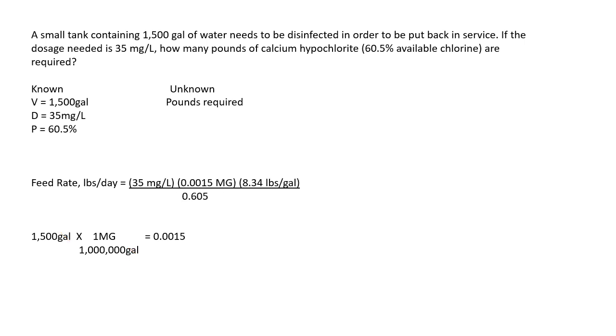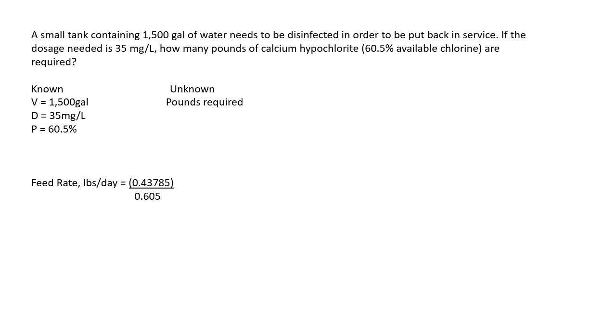So you have a dose of 35 milligrams per liter times the volume of 0.0015 MG times 8.34 pounds per gallon. Again, you're dividing by the percent purity as a decimal, so 0.605. We're going to solve the math on top first, and you get 0.43785. You're going to divide that by 0.605. And the answer is 0.7237, and so on. Just round it to 0.72 pounds.